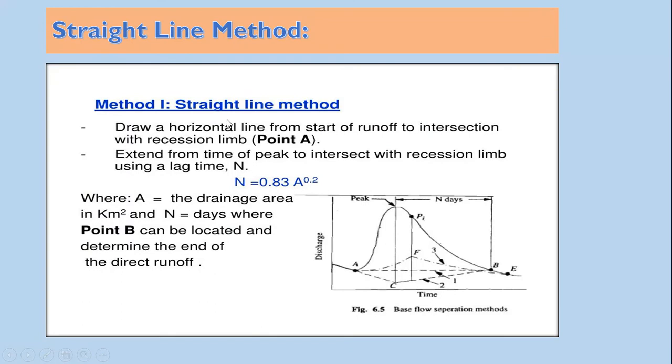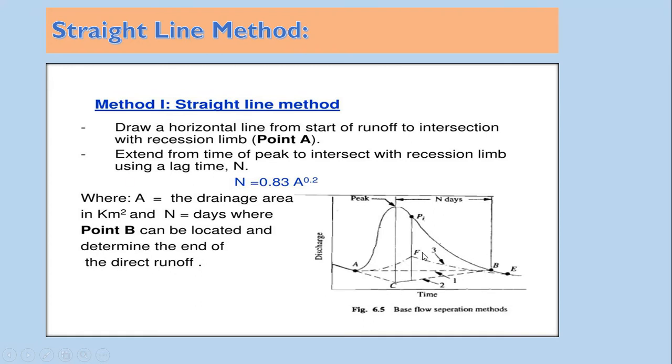Now method number 1 is called the straight line method. In this method, separation of base flow is achieved by joining with a straight line the beginning of the surface runoff to a point on the recession limb, representing the end of direct runoff. So in this straight line method, what is done? The beginning of the runoff, that is point A, is joined with the end of surface runoff with a straight line, and that's why the method is called the straight line method.